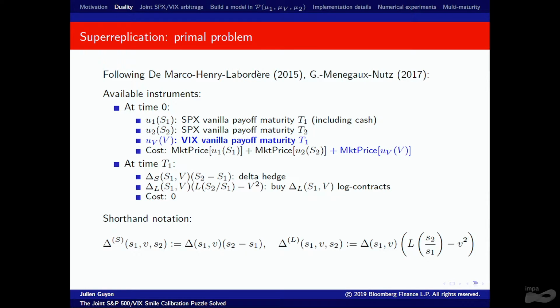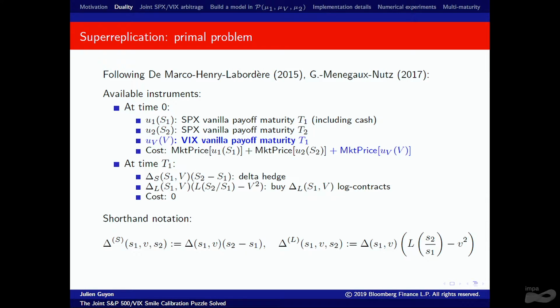So following the seminal paper by Stefano De Marco and Pierre-Henri Labordère, and that we continued with Marcel Nutz and Romain Menegaux, we are considering the following hedging instruments. Imagine you want to super replicate some payoff F of S1, S2, and V, in general. Your available hedging instruments will be the vanilla options on the S&P, maturity T1 and T2, and also the options on the VIX, because you have this available. So the cost is simply the market price of those positions.